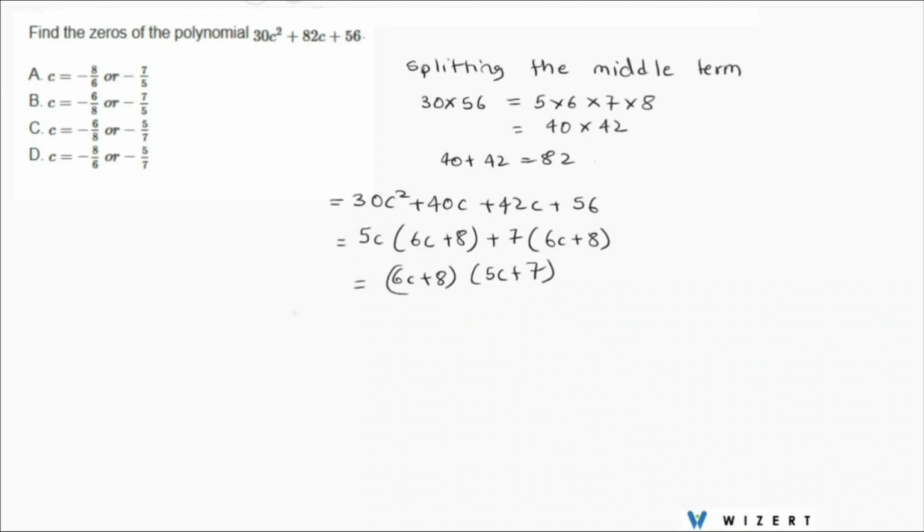Therefore zeros will be 6c + 8 = 0 and 5c + 7 = 0. Therefore c = -8/6 or c = -7/5. So let's look at the options. Yes, answer is option A.